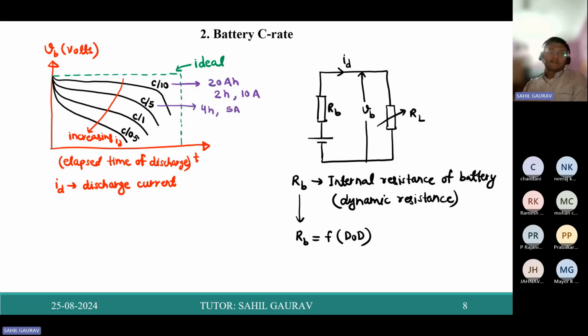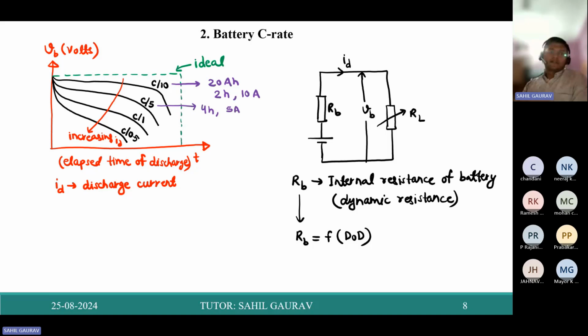So as we go along this, we are having this charging current increase, and here this ID represents the discharge current. This is affecting, so it is affected due to the internal resistance of the battery, and that we can measure, and it depends on the depth of discharge of the battery or the serial capacity of the battery.